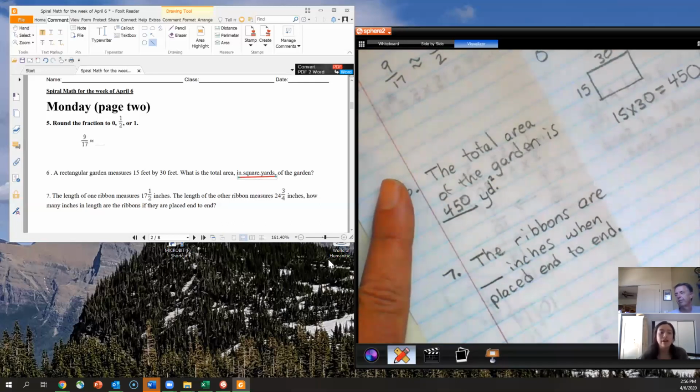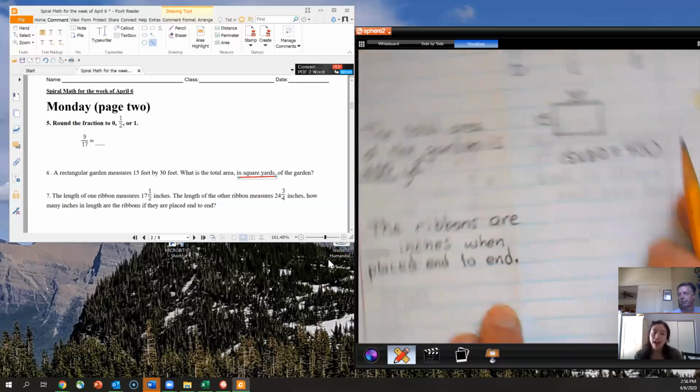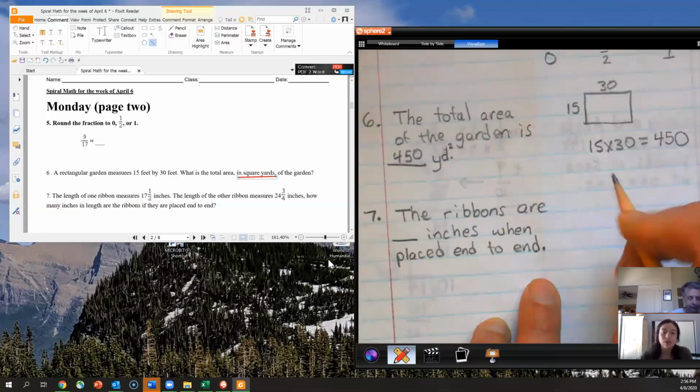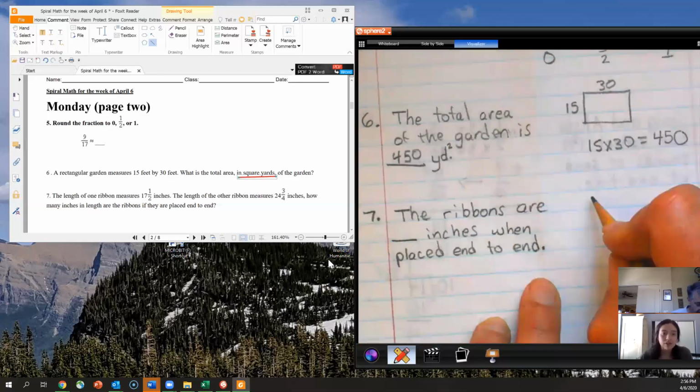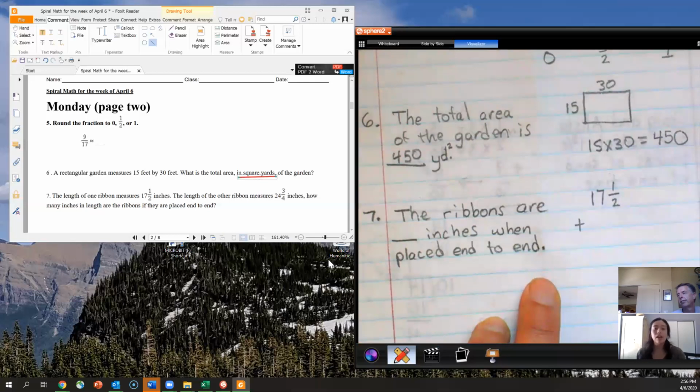So in order to figure out how long they are when they're placed end to end, that means that we are going to have to add. So make sure that when we add fractions, we are writing them vertically and lining everything up. So let's go ahead and write our 17 1/2, just like Mr. Yates is doing. And then 24 3/4.